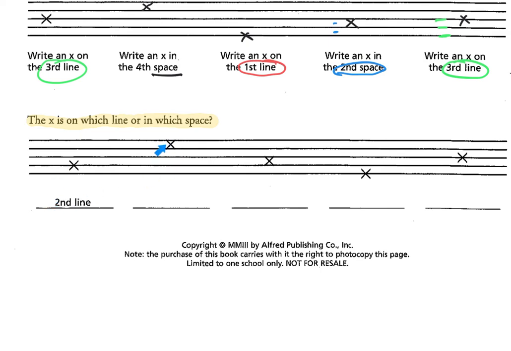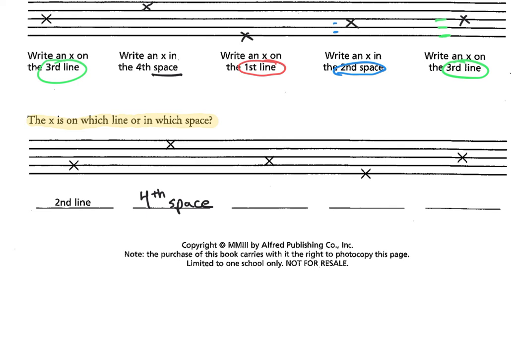This one, let's do this one together. This is on a what? A line or a space? Space would be correct. But which space? 1, 2, 3, 4. So together, let's write fourth space. Oops. All right. Do you want to try the next one on your own?